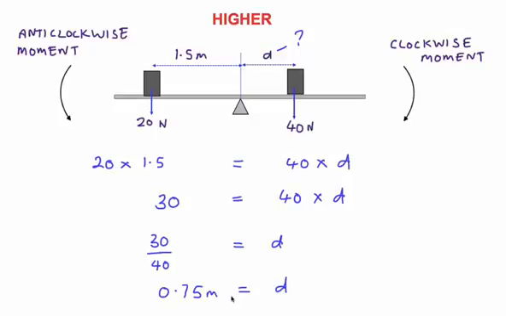So we can check this by plugging it back into our example over here. So if that's 0.75, we need to make sure that the clockwise moment is the same as the anti-clockwise. We know the anti-clockwise moment is 30 Newton meters, and so if we look at this, 40 times 0.75 is actually 30 Newton meters. So this is correct because this thing now balances.